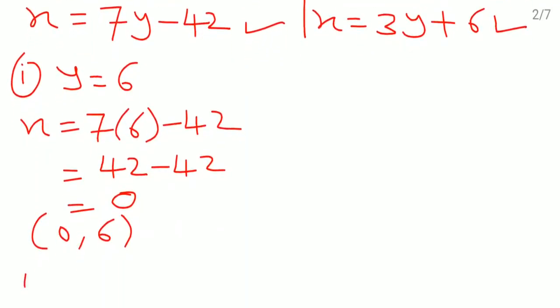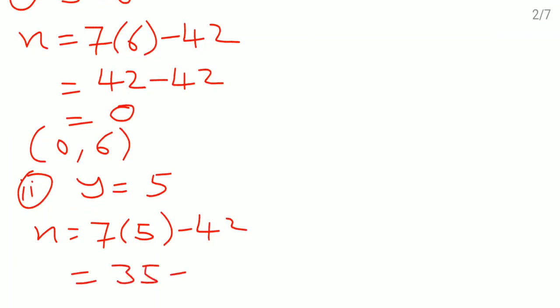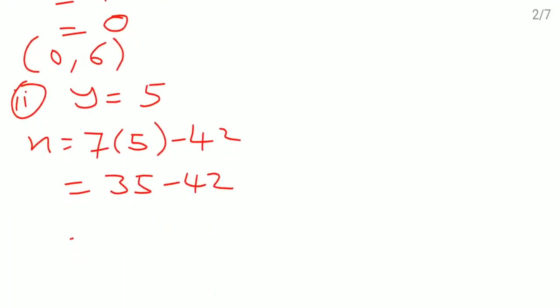Okay, now we'll go for the second point. I will take y equal to 5. So let us see what value of x we get here. x is equal to 7 into 5 minus 42. So this is 35 minus 42, so our answer comes as minus 7. So the second point we got is minus 7, 5. Correct. We'll go for the third one now.